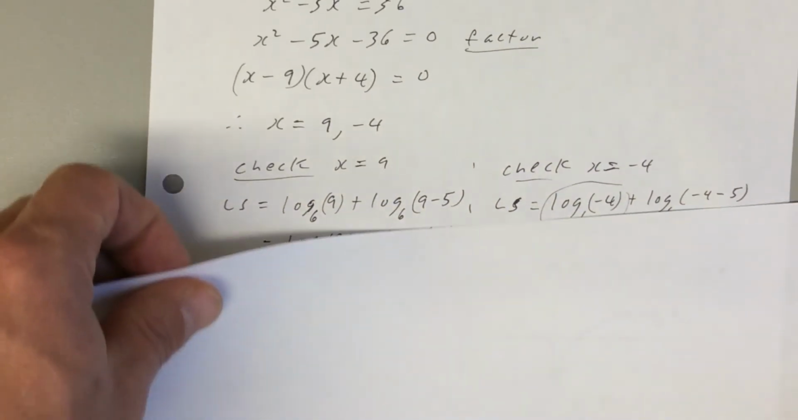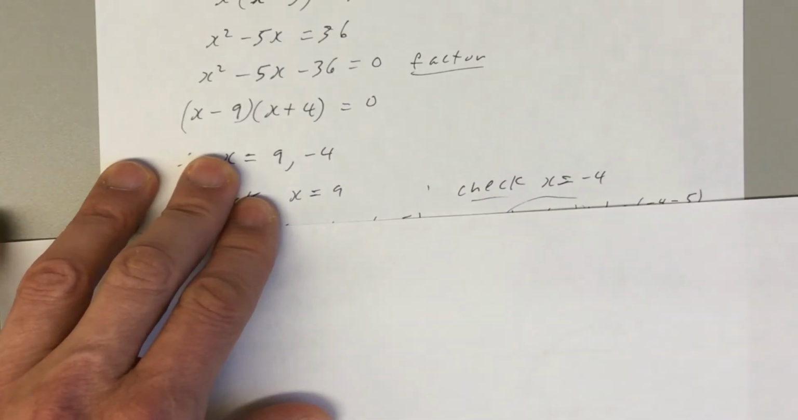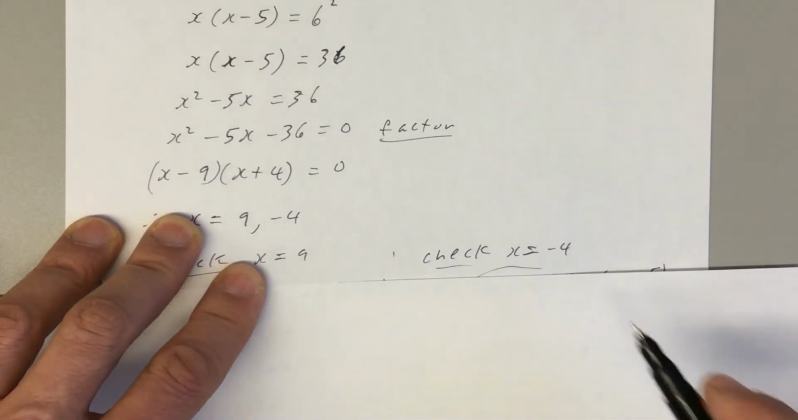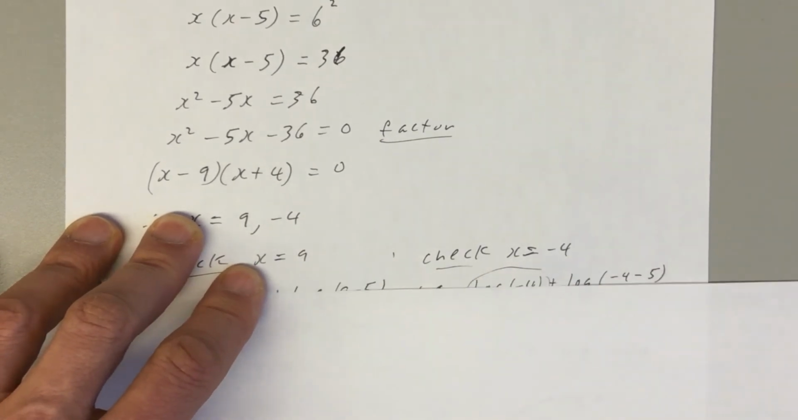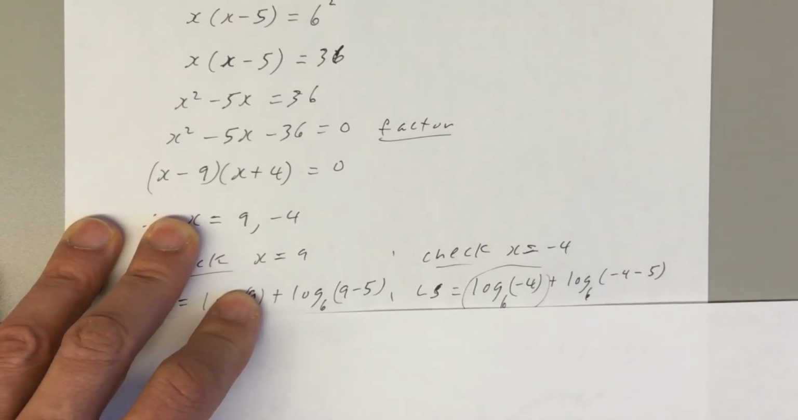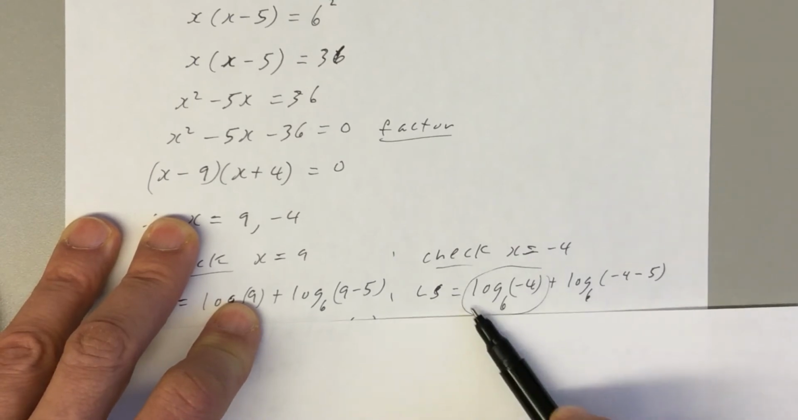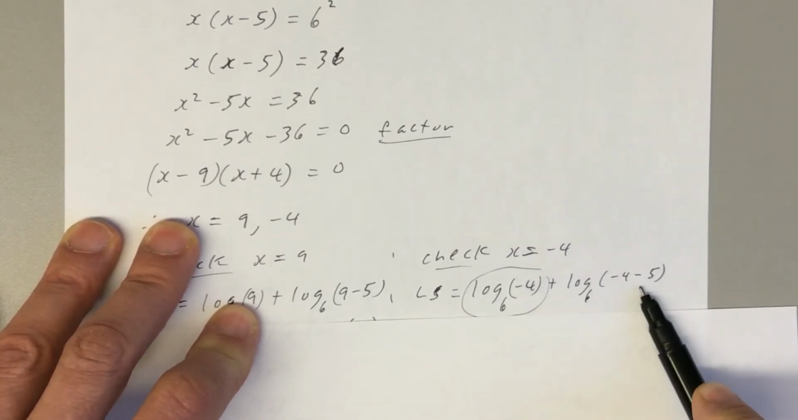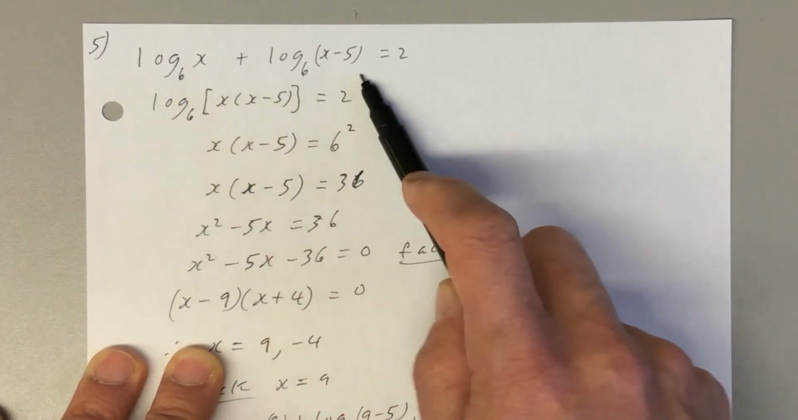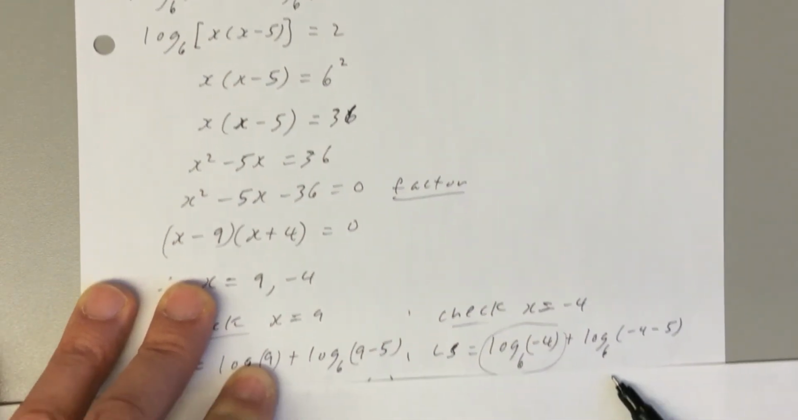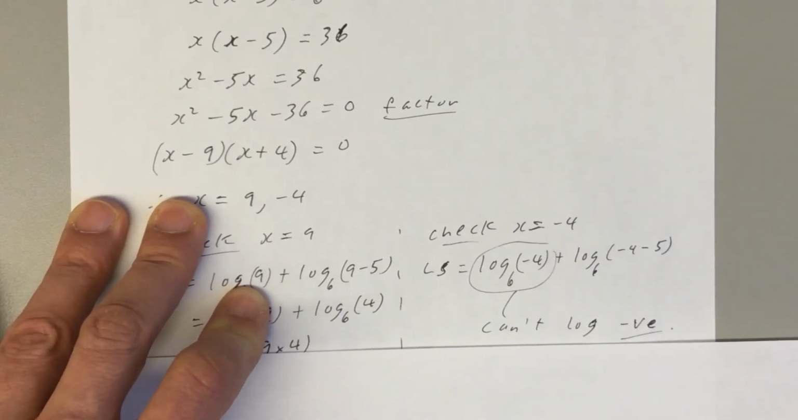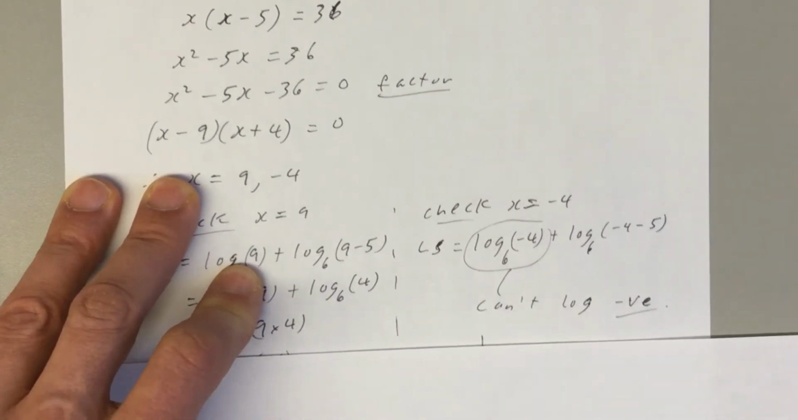Now, we're looking at the other solution. So x equals negative 4. For this one, if we sub this negative 4 in, on the left side, we get log base 6 of negative 4 plus log base 6 of negative 4 minus 5. Okay, again, we're subbing into the left side here for x. And when we go to evaluate this, well, you can't take the log of a negative.